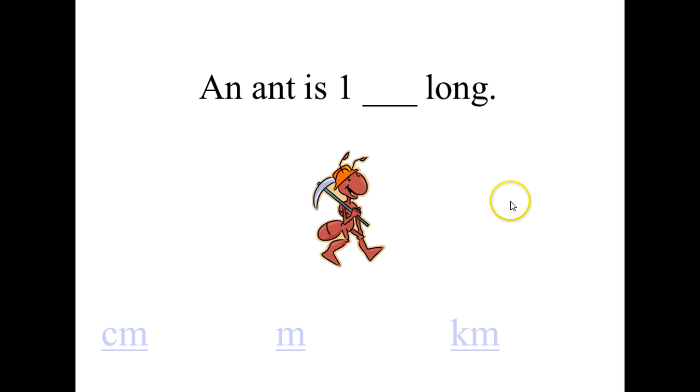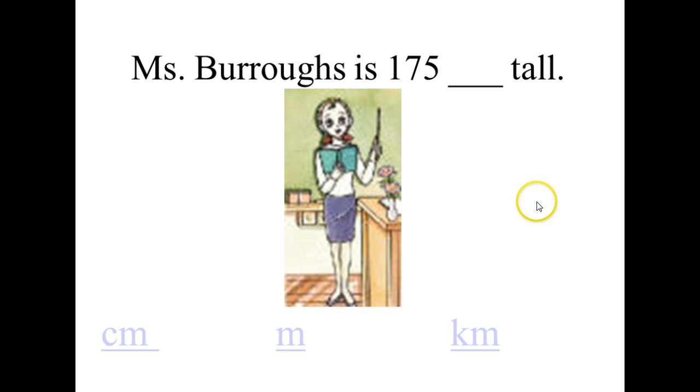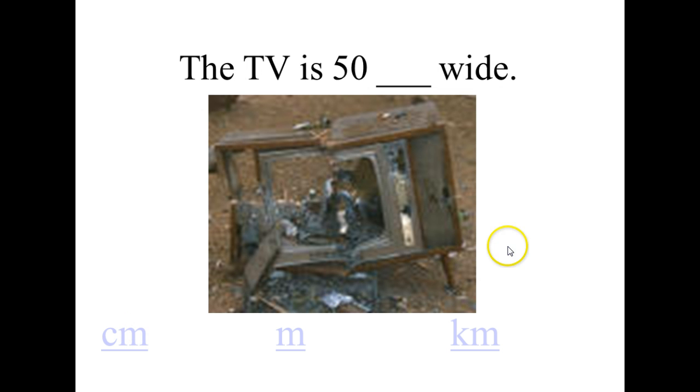The ant, 1 blank long. Only answer that could possibly make sense is centimeters. Our classroom, looking kind of blurry. 3 blank high. Again, only one answer makes sense. Meters. Mrs. Burrows, a former teacher at our school, is 175 of these tall. Only one that makes sense, centimeters.